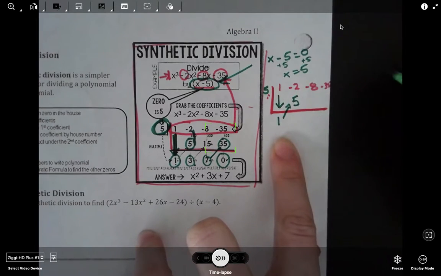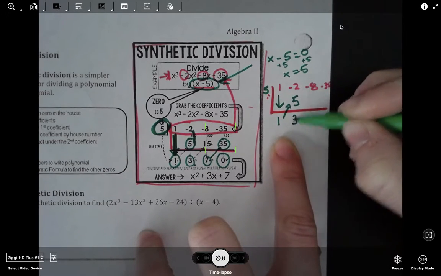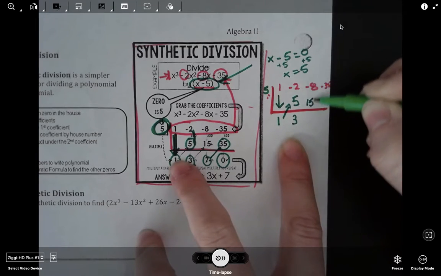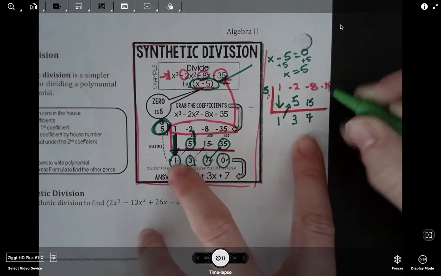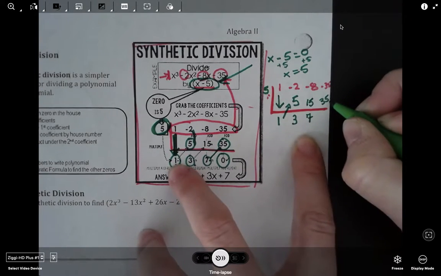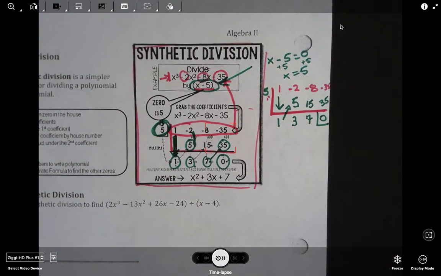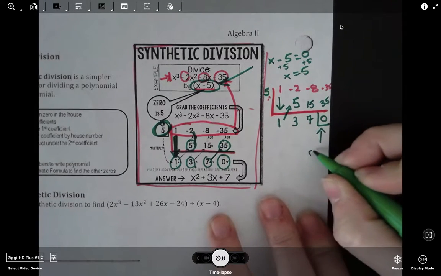1 times 5 is 5, and then you add. -2 plus 5 is 3, and then you multiply by 5, which is 15, and then you add. -8 and 15 is 7, and then 5 times 7 is 35, and then -35 plus 35 is 0, okay? You always drop the first number. Yes, exactly. Now, I always put this last one in a box because this is your remainder.